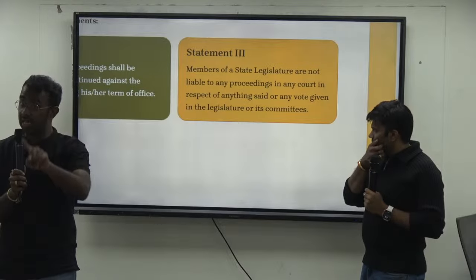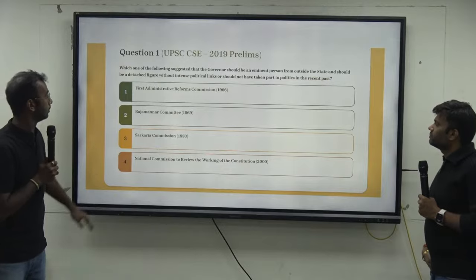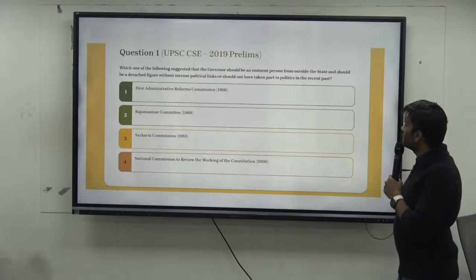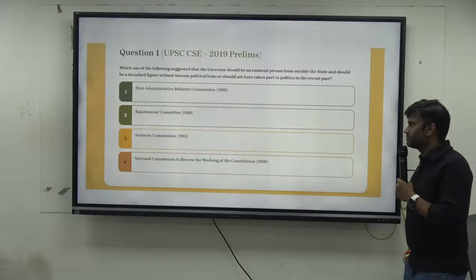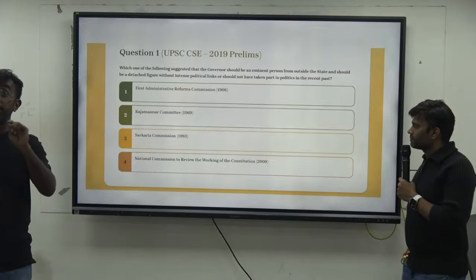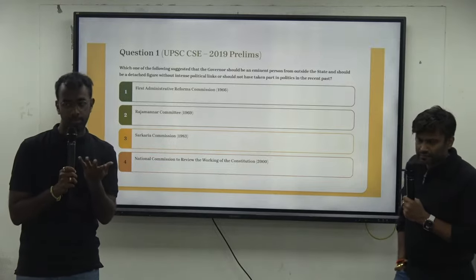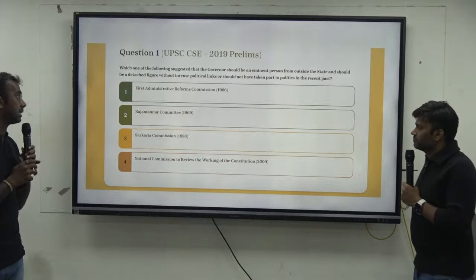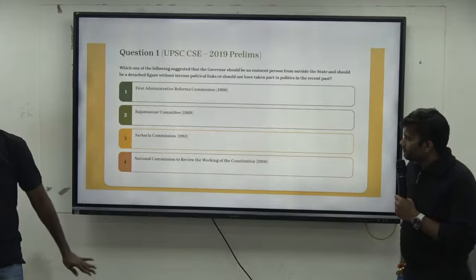These are the topics. Again, they will be asked in the exam. Which of the following suggested the governor should be an eminent person from outside the state and should be a detached figure without intense political links and should not have taken part in politics in the recent past? Eminent, with some respectable position from outside the state, a detached figure without any intense political links, who has not taken part in politics in the recent past. Answer is the Sarkaria Commission on Centre-State Relations.